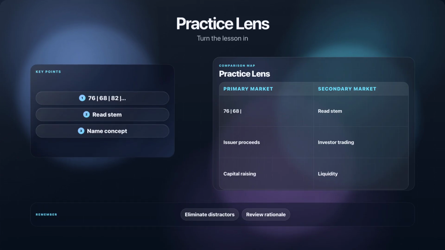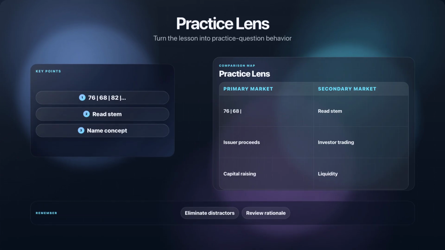In practice questions, do not only ask whether you got the answer right. Ask why the correct answer is correct and why the other choices are wrong. That is how you turn exempt securities versus transactions from passive knowledge into exam-ready understanding.